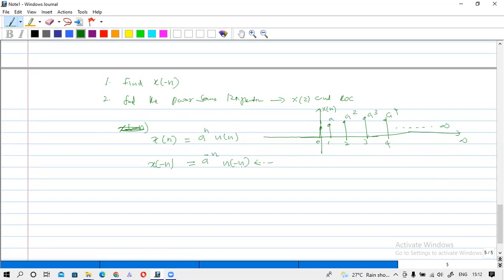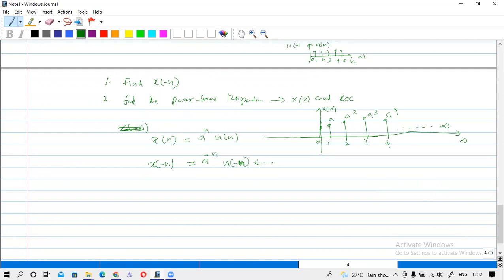We know that u minus n, what is u minus n actually? If you consider u minus n, you know that u n will look like this. This is infinity, this is n, so this is 0, 1, 2, 3, 4, 5. This is u n. And what is u minus n? It is the time reverse signal. u minus n will be the time reverse signal.